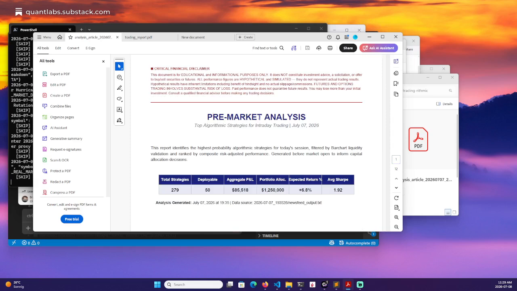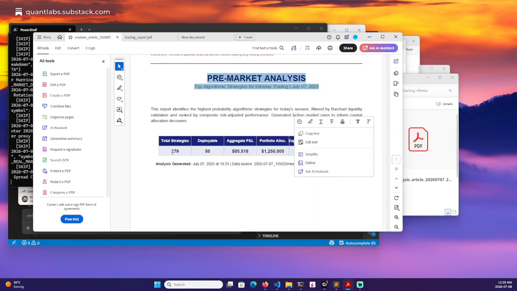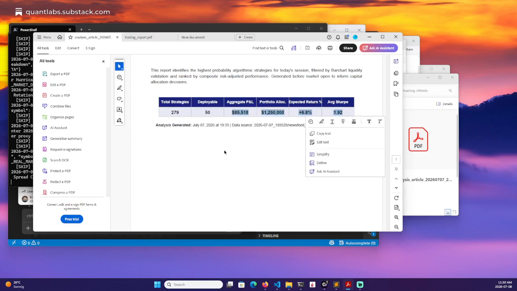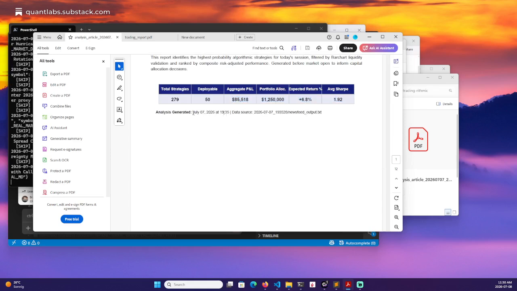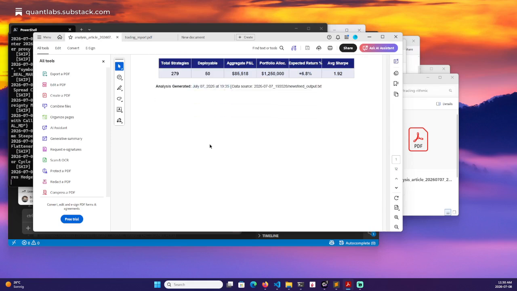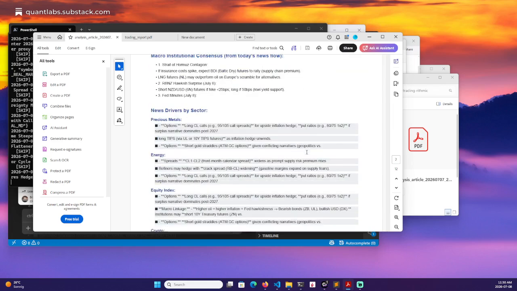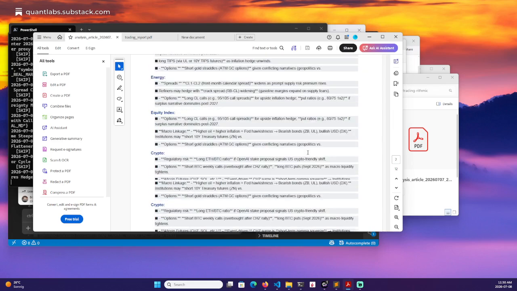So here is the pre-market. We've got right now in the collection of strategies, bots, 279 that are potentially profitable. And out of that, there's only a certain number that can be deployable. I'll explain why. This is just a sampling of the profit you can make for one day. So this was generated last night, July 7th at 1935. And again, here are the news drivers, what drives it for that precious news when it's generated.